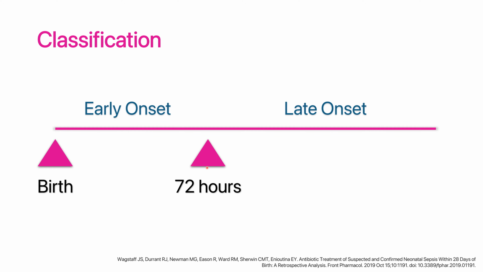Why has this classification been done? The classification has been done because the organisms isolated from cases of early onset neonatal sepsis have been proven to be organisms that have been transmitted to the baby from their mothers. But the organisms isolated in late onset neonatal sepsis have been seen to be community or hospital acquired organisms. So depending upon the etiological organisms, the classification has been done as early onset and late onset, with the cutoff point of 72 hours of life.